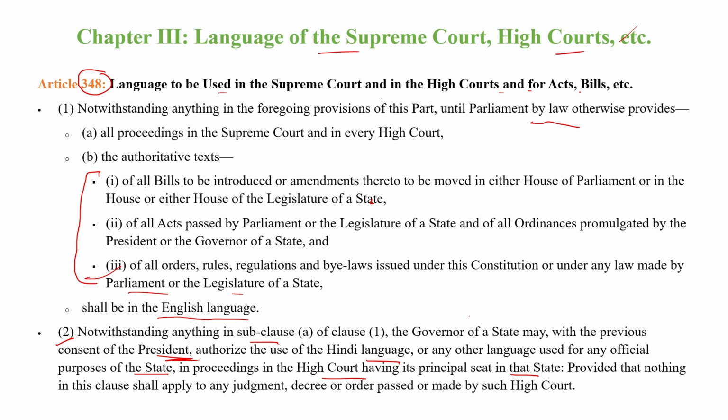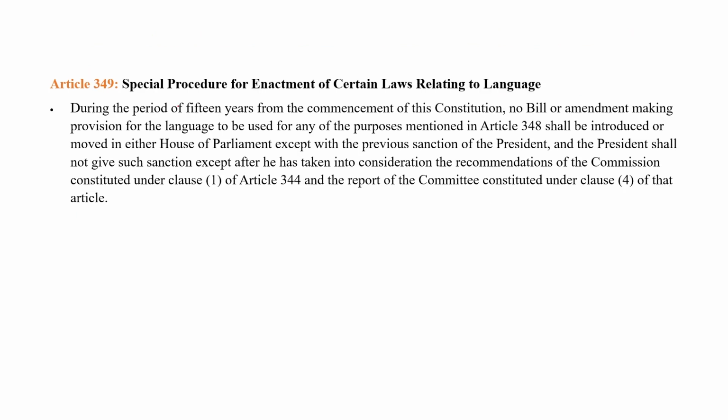It means if a High Court makes any order or passes any judgment, then it must be in the English language. Apart from this, if there are any issues or procedures, then with the permission of the president, the governor can allow Hindi or other official languages of the state in that particular area. What is Article 349?